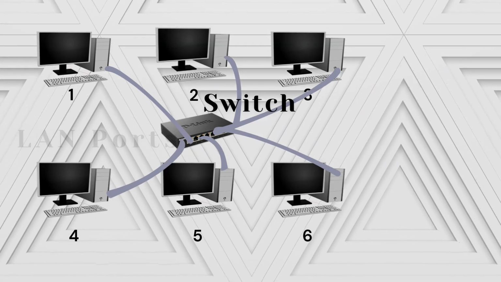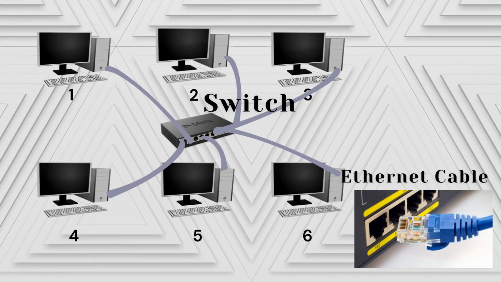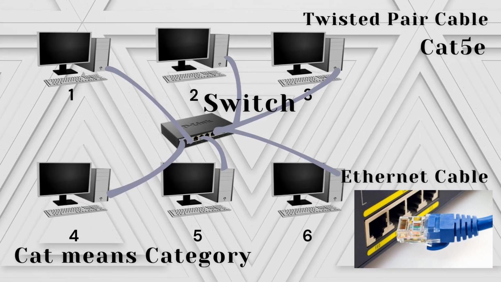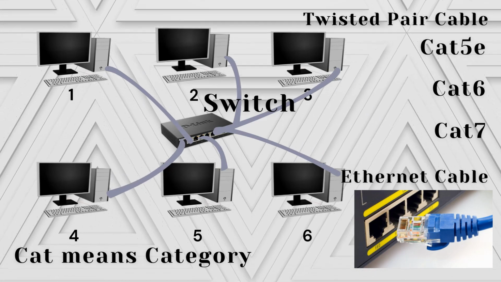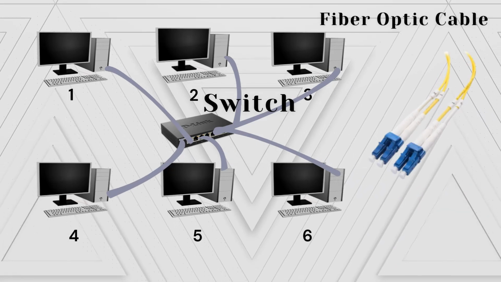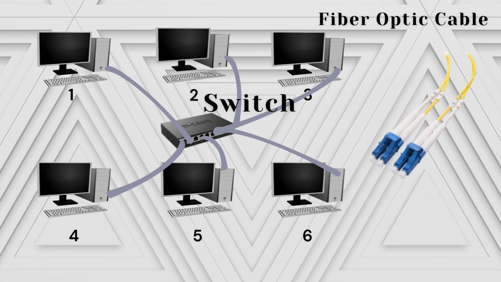You can specify the type of Ethernet cable used, such as twisted pair cable, for example, Cat5e, Cat6, Cat7, commonly used in LAN connections. Fiber-optic cable, used for high-speed networking and longer distances.